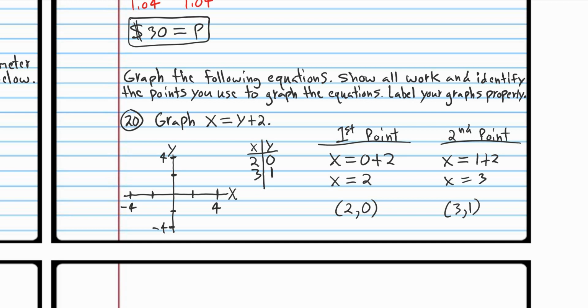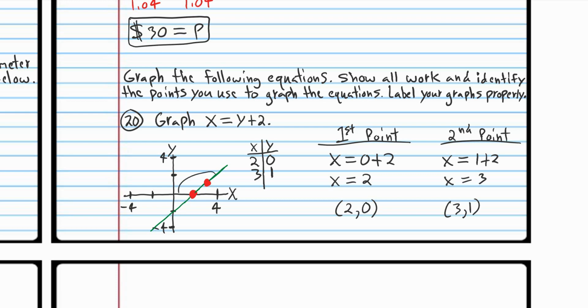So 2, 0 would be here, and 3, 1 would be here. So then we can just connect the dots and make sure your line is roughly straight. It doesn't have to be perfect, but if you draw your line and it goes off like that, that's obviously not appropriate. You need to make it roughly linear.